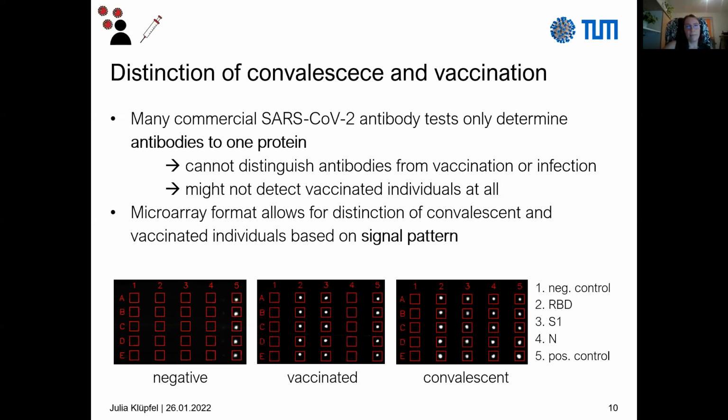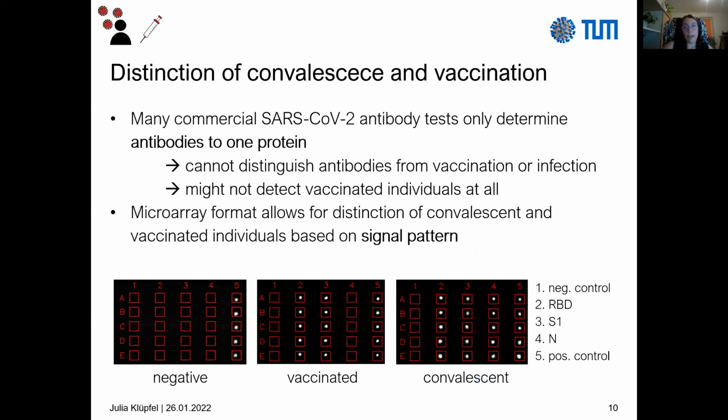And here, a big advantage of our microarray can be used. So we can immobilize various proteins and can then distinguish convalescent and vaccinated samples based on the signal pattern. As you can see here, negative samples will only give bright spots in the positive control row, while a vaccinated sample will give spots for the receptor binding domain of SARS-CoV-2 and the S1 protein of SARS-CoV-2, so the parts or the proteins that are contained within the vaccines. And if we have a convalescent sample, we also get a signal for the N protein.